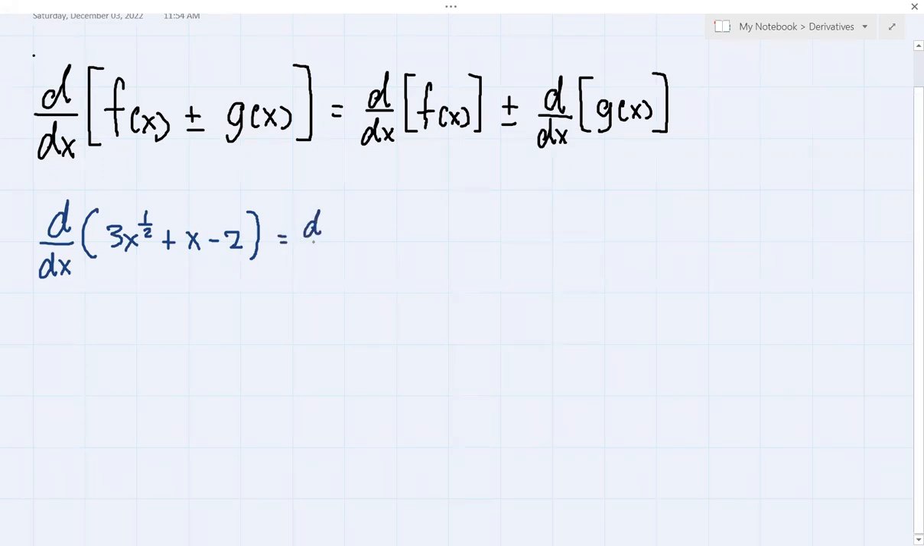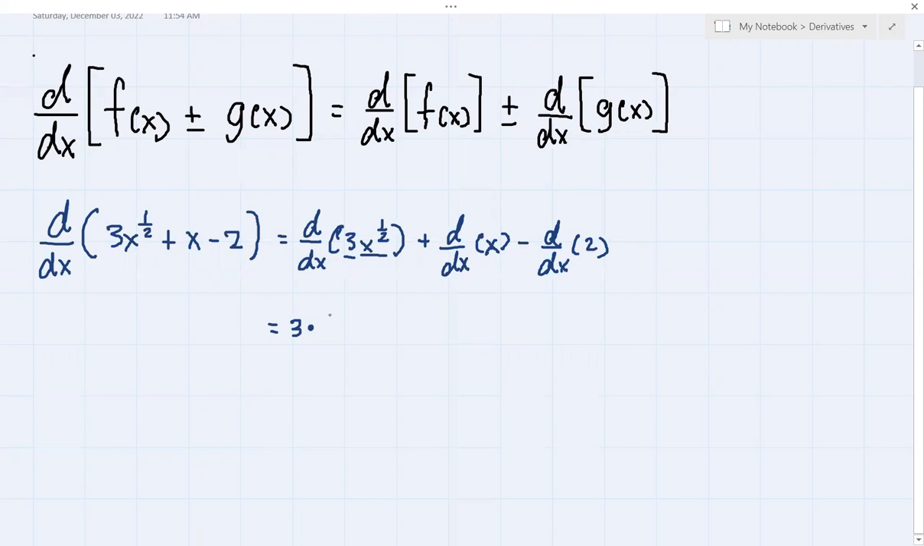Okay, we're going to differentiate each of the terms pa rin. So the derivative of 3x raised to 1/2. Wait lang ha. Plus the derivative of x, minus, wait lang, yan, minus the derivative of 2. Ayan. So, dito sa first term, meron tayong constant at meron tayong algebraic function. What to do? We will bring out the constant. Okay? Huwag galawin si constant. At galawin mo lang is yung katabi niya, which is x raised to 1 half.